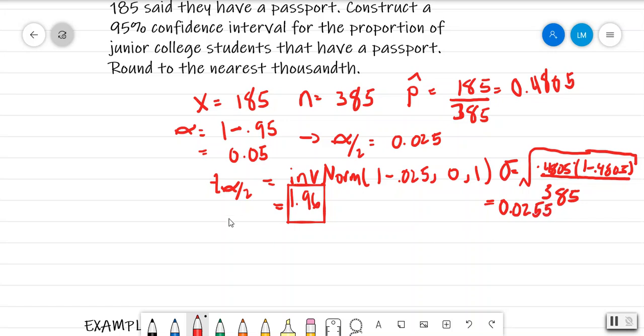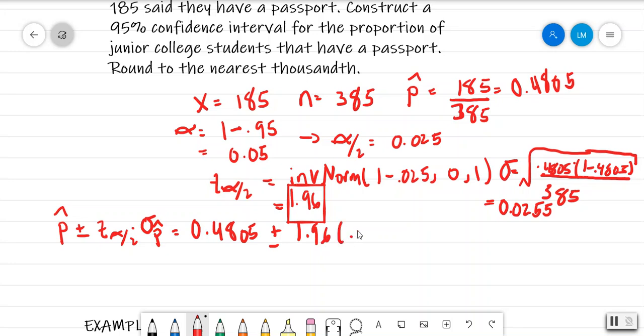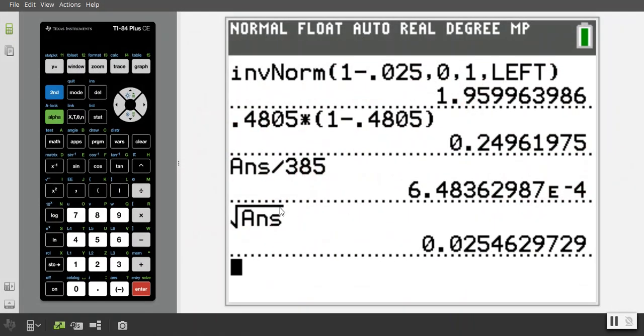Okay, so what this means is that we have the confidence interval: p hat plus or minus z alpha over 2 times the standard deviation with respect to p hat. That's going to be, so what did we say p hat was? It was 0.4805 plus or minus 1.96 multiplied by 0.0255. So this gives us, okay, we just had to figure out what 1.96 times 0.0255 is.